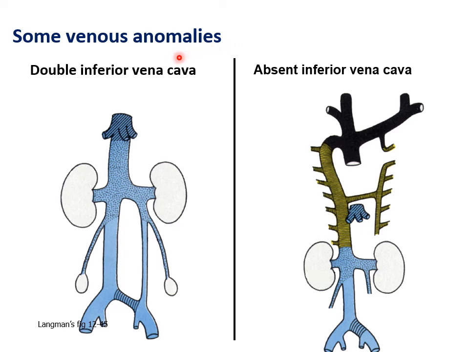Some of the anomalies of the inferior vena cava: there will be sometimes double vena cava in patients, double inferior vena cava, or there will be absent inferior vena cava. This is very rare, but it's good to know that, just to keep it in mind.